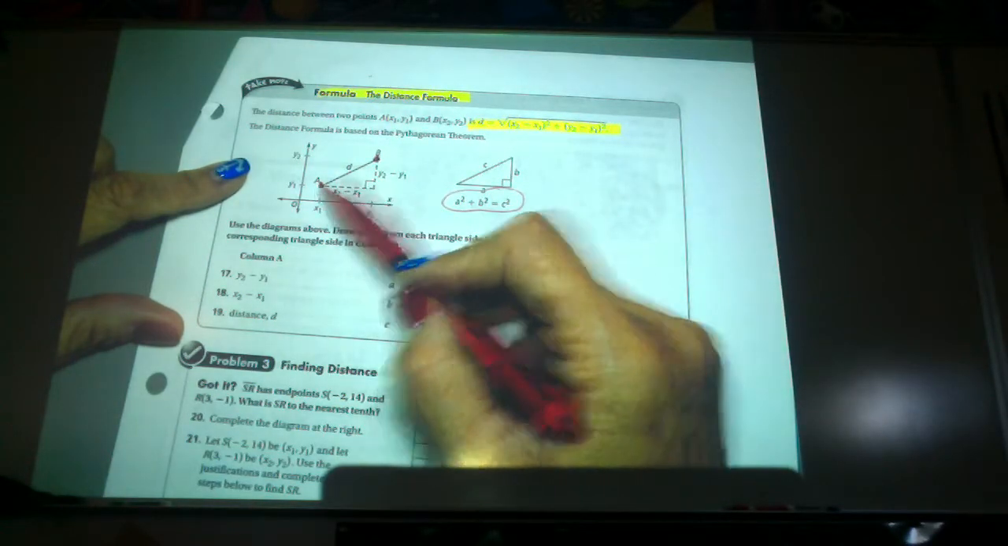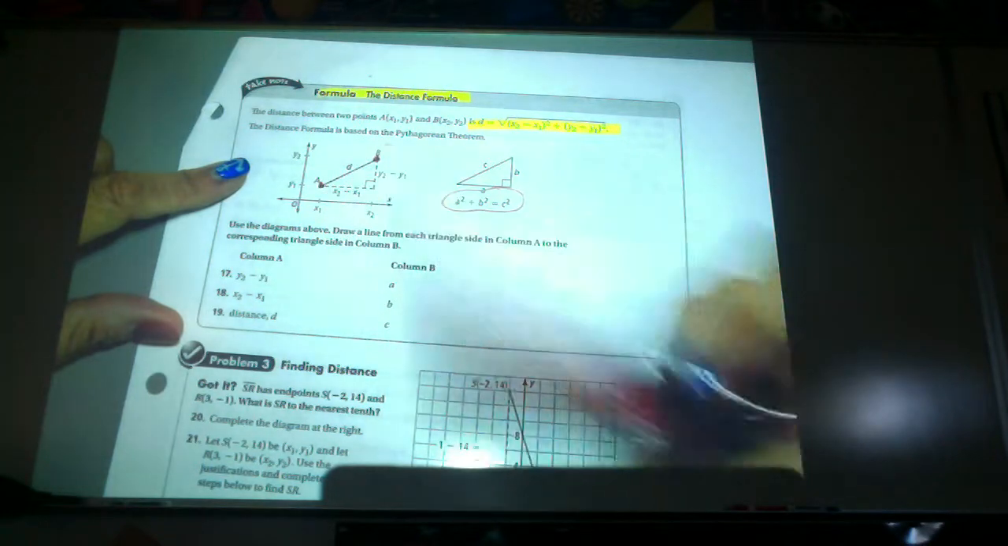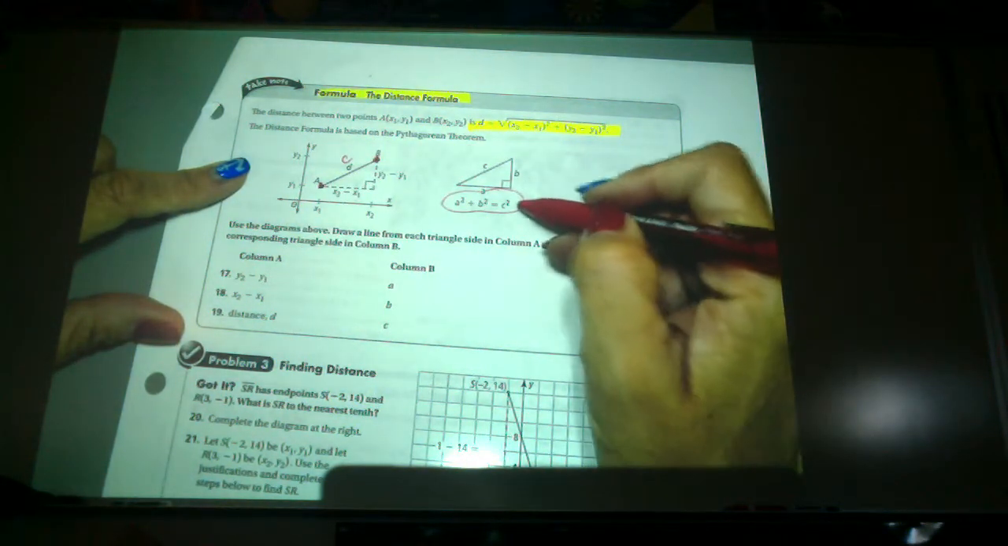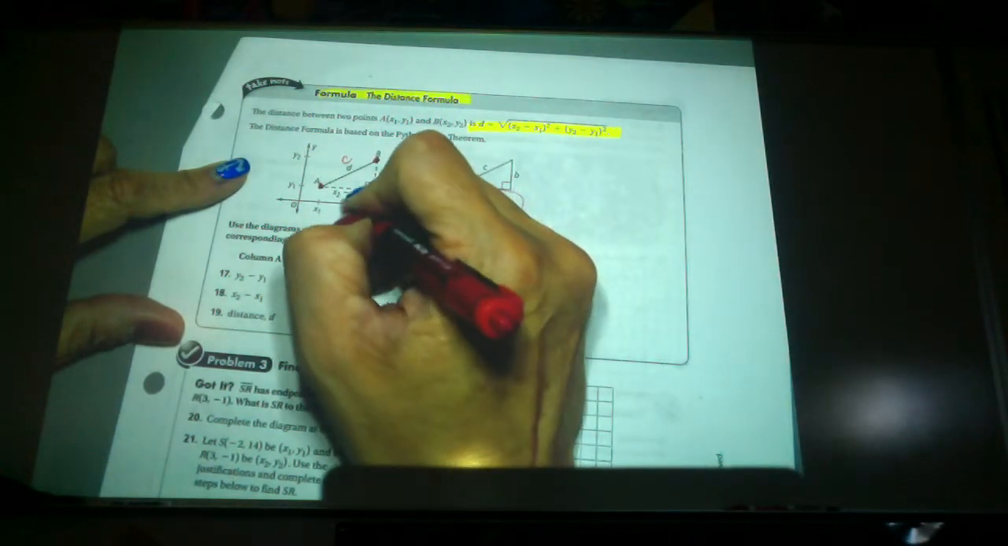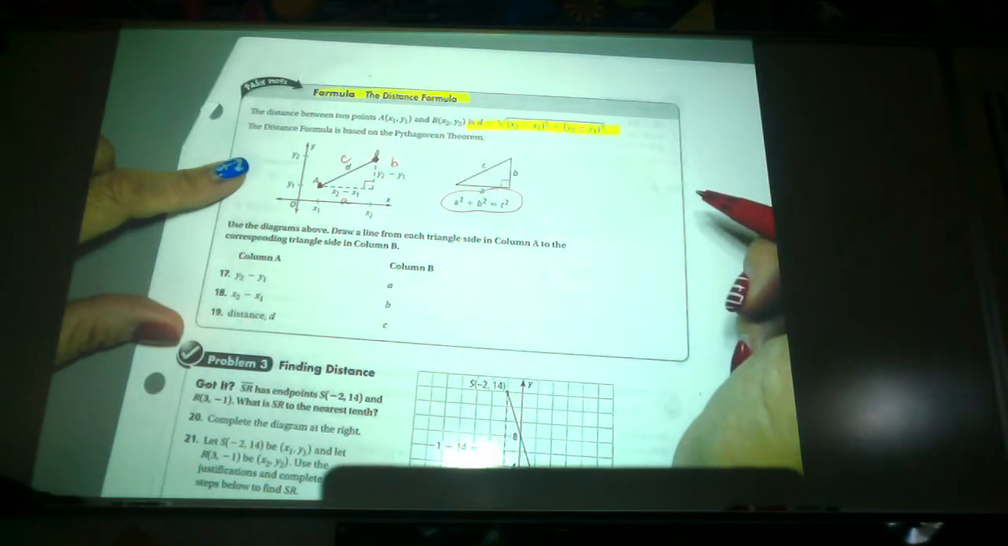The 2 points that you're finding the distance of, they'll always be your hypotenuse. So this would always be side C in reference to Pythagoras' theorem. And the legs could be side A or B, it doesn't matter which is which. So you could do that.